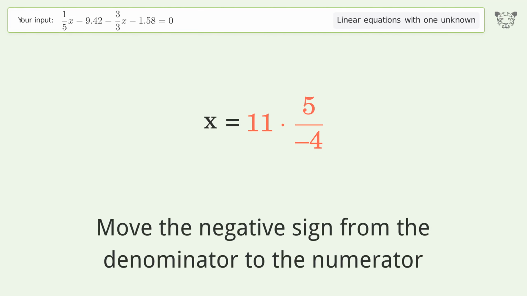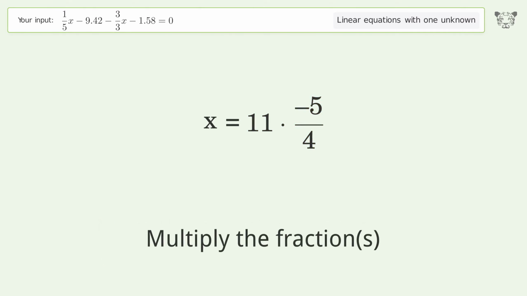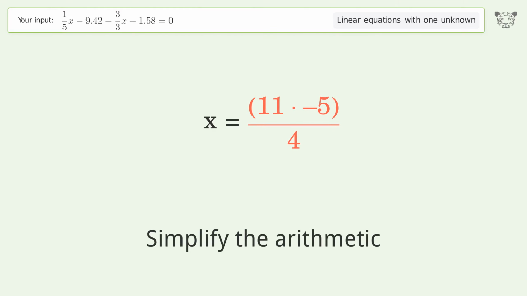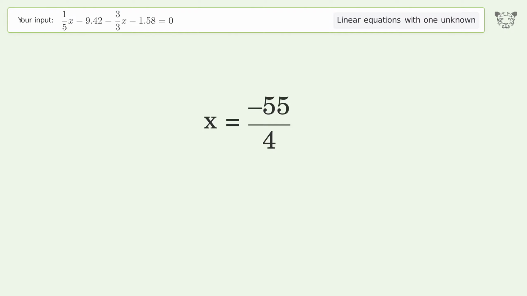Move the negative sign from the denominator to the numerator. Multiply the fractions. Simplify the arithmetic. And so the final result is x equals -55/4.